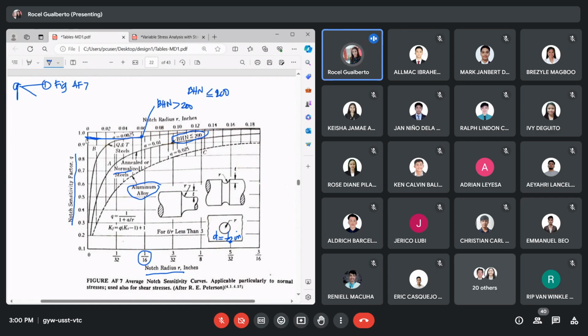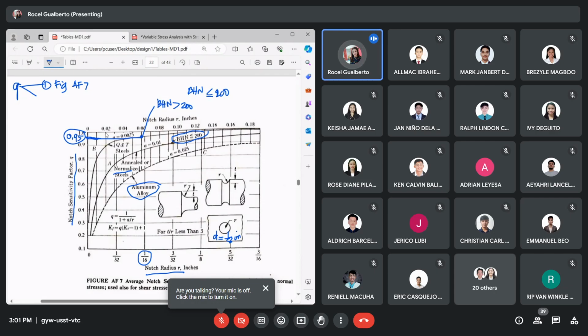Anyone, how do you estimate this value? 0 point... Yes, Van? 0.95. Okay, what is the value? I placed it a bit low. It doesn't look like 0.95, but anyway, if that is what you think, let's put 0.95. Again, that is an estimation. That is the first procedure, the first way on how you obtain the value of q.